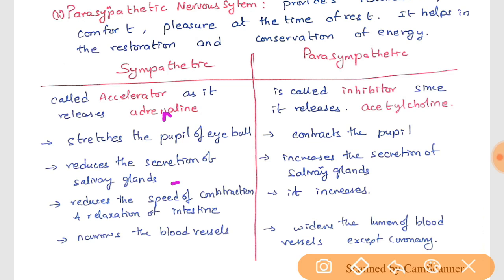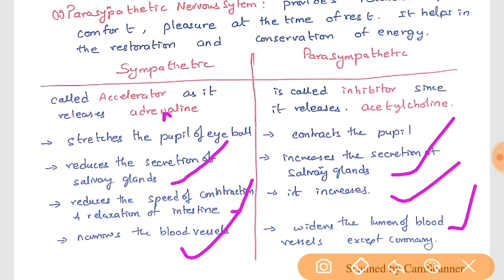The sympathetic reduces the secretion of the salivary glands, while the parasympathetic increases it. The sympathetic reduces the speed of contraction and relaxation of the intestine, while the parasympathetic increases the contraction and relaxation of the intestine, that is, peristaltic movement, friends. The sympathetic narrows the blood vessels, while the parasympathetic widens the blood vessels except the coronary vessels, friends. So the sympathetic nervous system comes into action in one situation, whereas the parasympathetic nerves come into action in relaxed situations, friends.